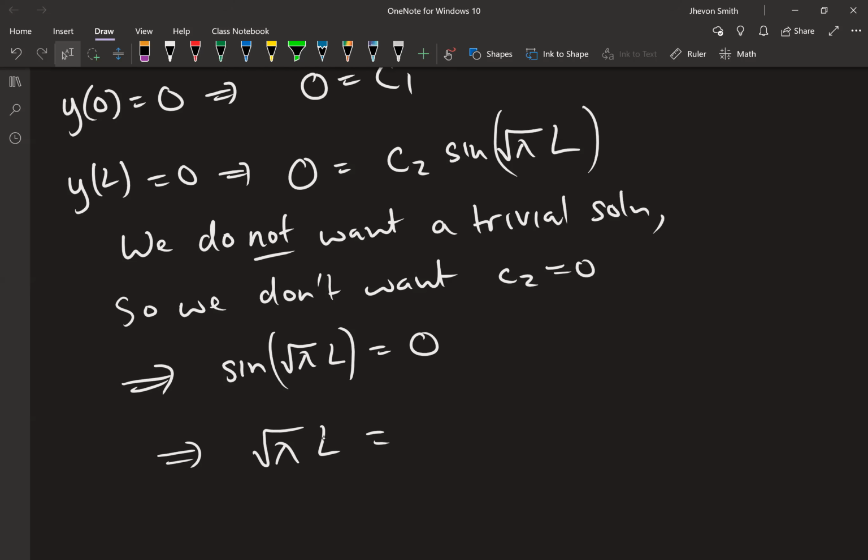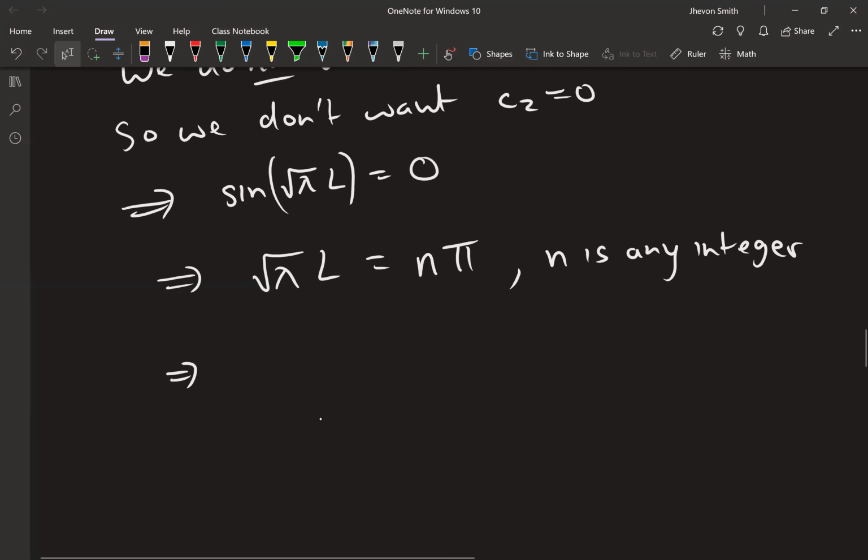Zero is only one solution. Yes, it's one of them, but I don't want the trivial solution, right? So give me some other numbers. Also pi, yeah? Are we gonna individually list all of them? Because there are infinitely many. N pi, right. It's equal to n pi, where n is any integer. The sine of x is 0 when x equals any integer multiple of pi, which in fact means that my radical lambda looks like n pi over L.